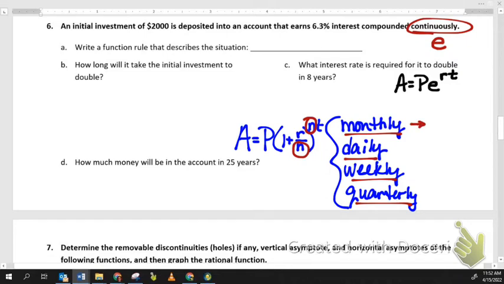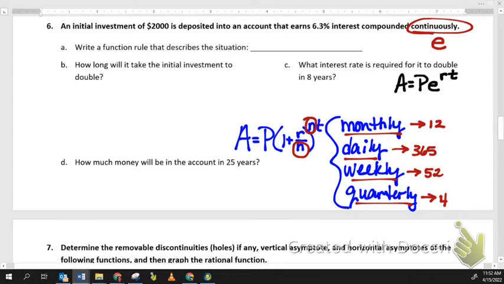Monthly, how many months in a year? 12. So we would use 12 if it says monthly. Daily, how many days in a year? 365. Anybody know how many weeks in a year? 52. Quarterly. How many quarters are there? Yes. 4 quarters in a year, just like 4 quarters in a dollar. That word quarterly means to take something and cut it into 4 parts. So if you talk about quarters for anything, it's always 4 to make a whole.